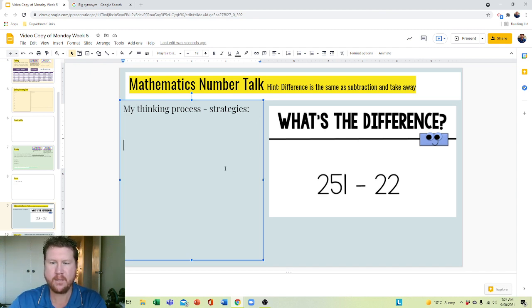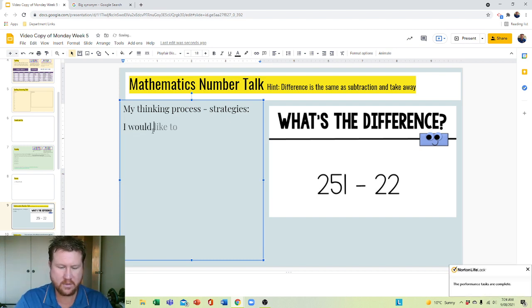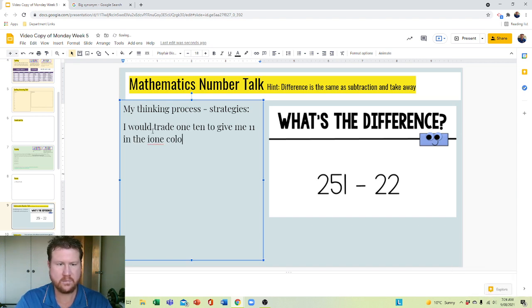Type as you go. So I would start with, personally, I would trade the 110 to give me 11 in the ones column. No, the ones column. I would, because if I had 1 and I tried to take 2 away, I'd have -1. So I'd use trading.